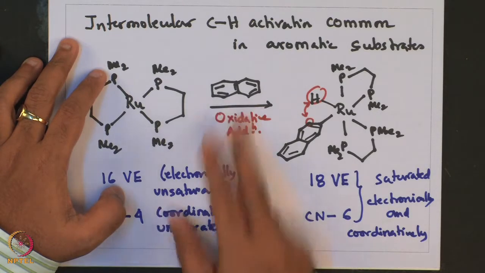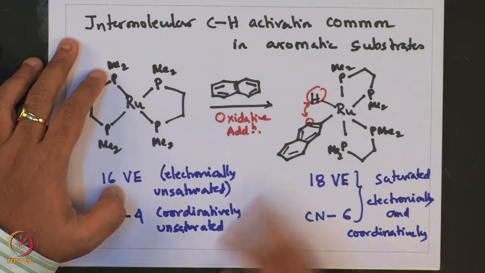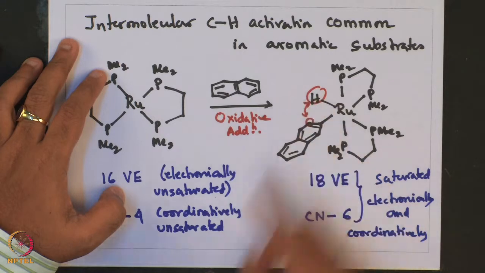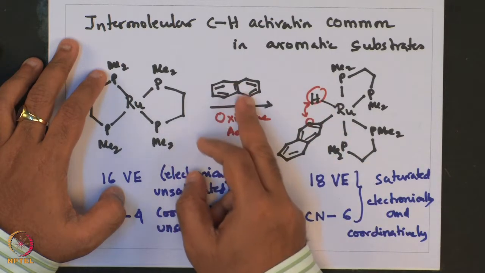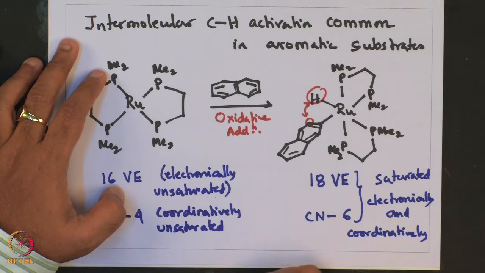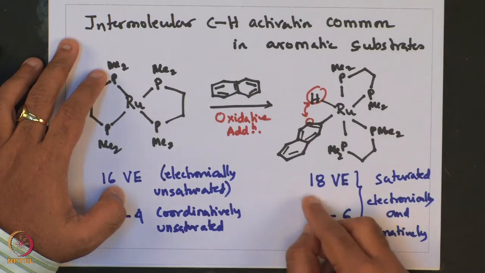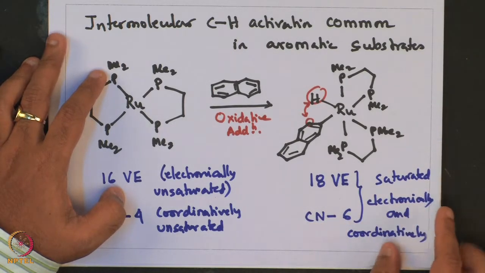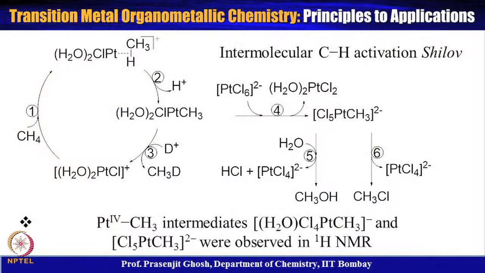As a result of this intermolecular CH activation, the final complex usually is a ruthenium aryl hydride complex, as the CH bond of this arene got activated, resulting in an electronically as well as coordinatively saturated 18 valence electron compound having coordination number of 6 as shown over here. Now, with these, several other examples of CH activation became prominent.